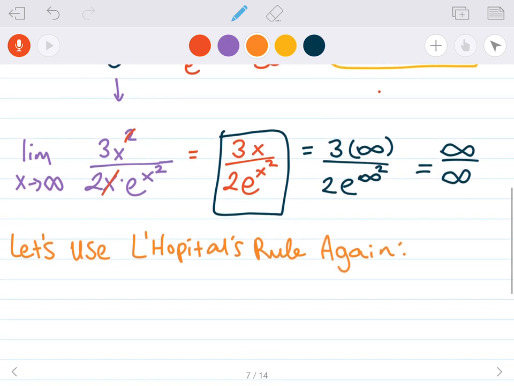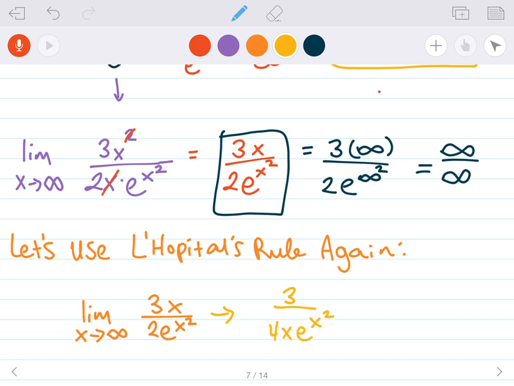Right? So what do we start with? We are starting with this guy this time after we took the first derivative. Okay, so let's go ahead and take the derivative of this guy, and we end up getting 3 on the top. On the bottom, we end up getting 4x e to the x squared using the chain rule. And again, I took the derivative of that inner function, which is 2x, multiplied it by that to give me 4x, times the derivative of the outer function, which is just e to the x squared, chain rule.